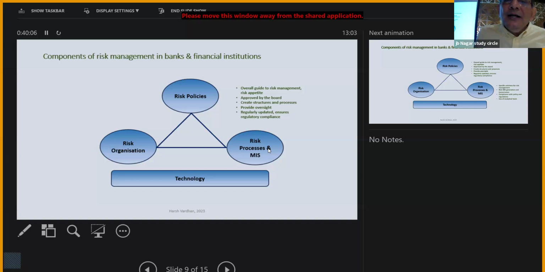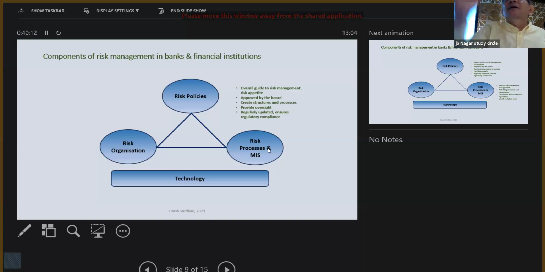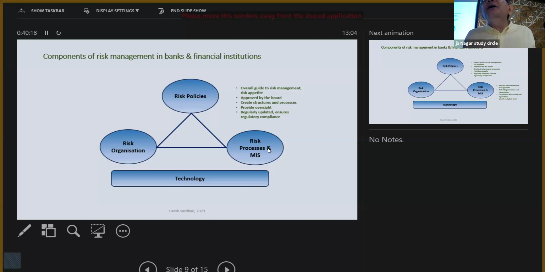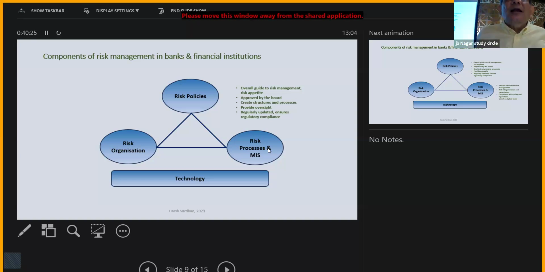It creates processes. So all the processes that we talked about are actually described: there will be a process of such and such, which will measure credit risk and so on. The policies also provide oversight, meaning that at the end of the year, the bank or the institution has to certify that they have complied with all the policies. So it creates a bit of an oversight. And these policies are updated mandatorily once a year, but sometimes more often if the regulations change. So that's the nature of policies.